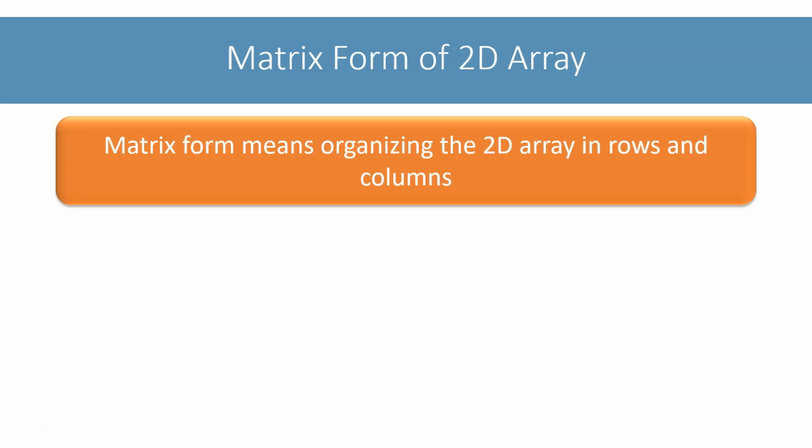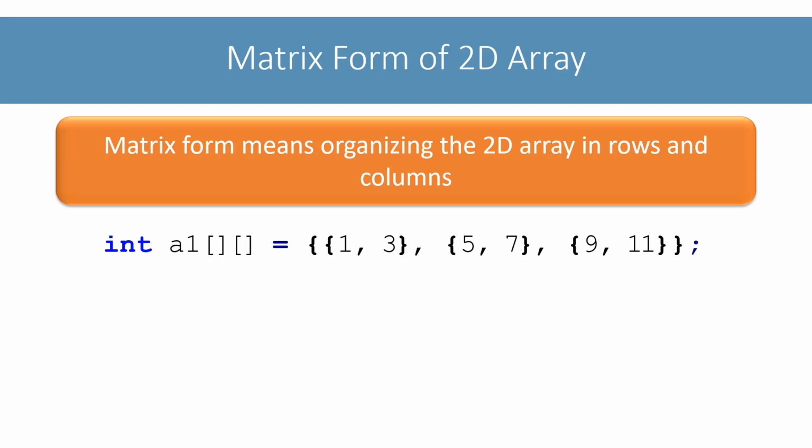An important concept in double-dimensional arrays is to display its elements in a matrix form. Displaying elements in matrix form means displaying the elements of the 2D array organized in rows and columns. For example, elements of this 2D array in matrix form will be displayed like this.